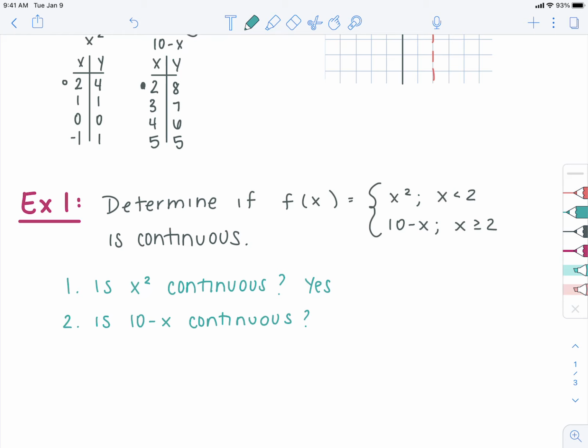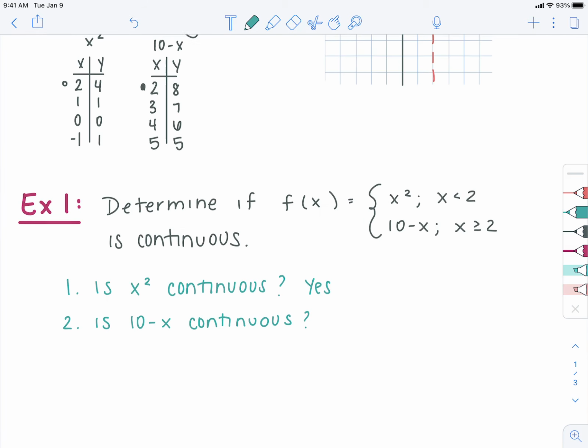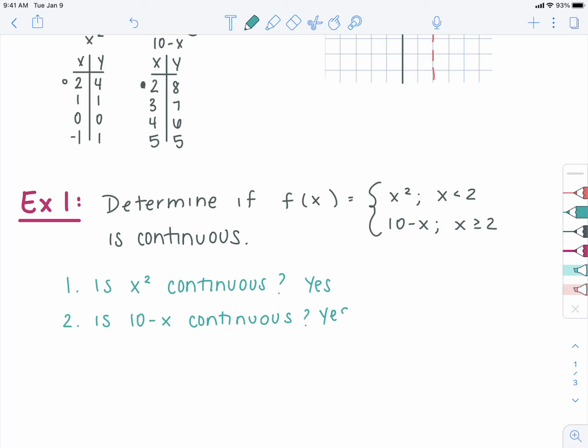So then I have to ask myself, does 10 minus x have any holes or asymptotes? And same thing. I know that 10 minus x is just a straight line. It's a linear function, right? Linear functions are continuous, so yes, this is continuous. If I had gotten no for either of those, I would already be done, and I could say no, the function is not continuous, and move on.